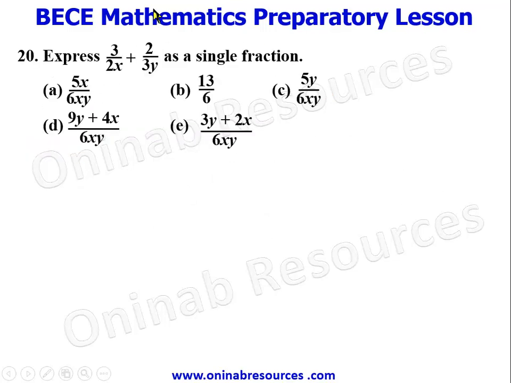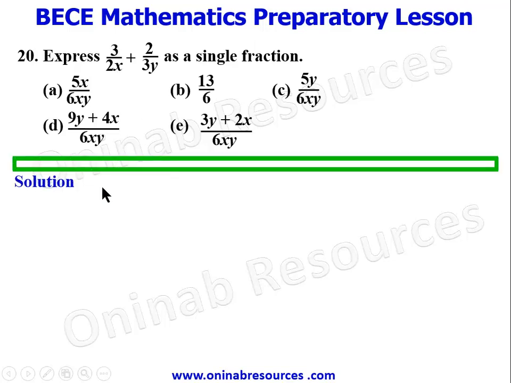We go to problem 20. Problem 20, express 3 over 2x plus 2 over 3y as a single fraction. Here we are going to look at the LCM of the two fractions. To get the LCM of the two fractions, we multiply 2x and 3y, so that we have the LCM of 6xy. 6xy divided by 2x will give us 3y, and 3y times 3 gives 9y. 6xy divided by 3y will give us 2x, and multiplying it by 2 gives 4x. And that is all. We cannot simplify further, so the option is option D. And that's the end of solution to problem 20.